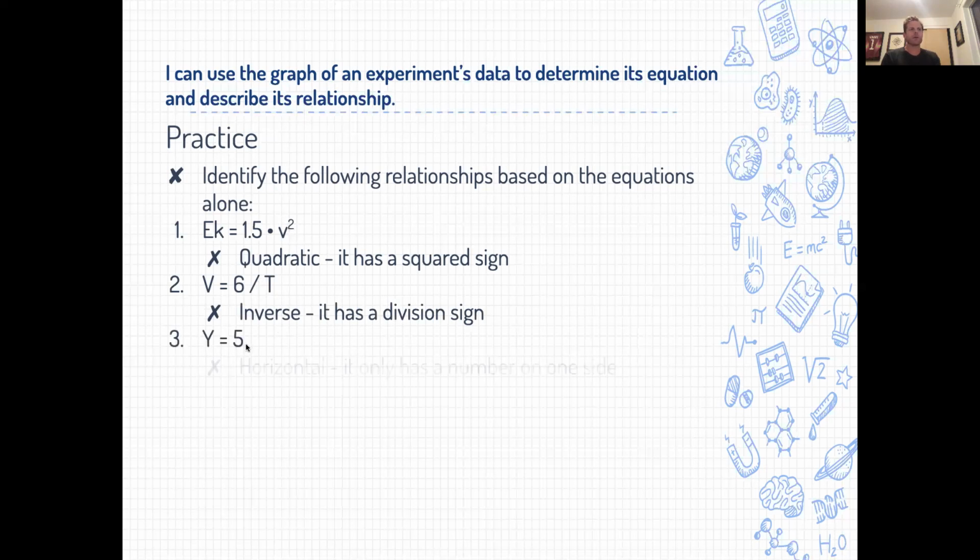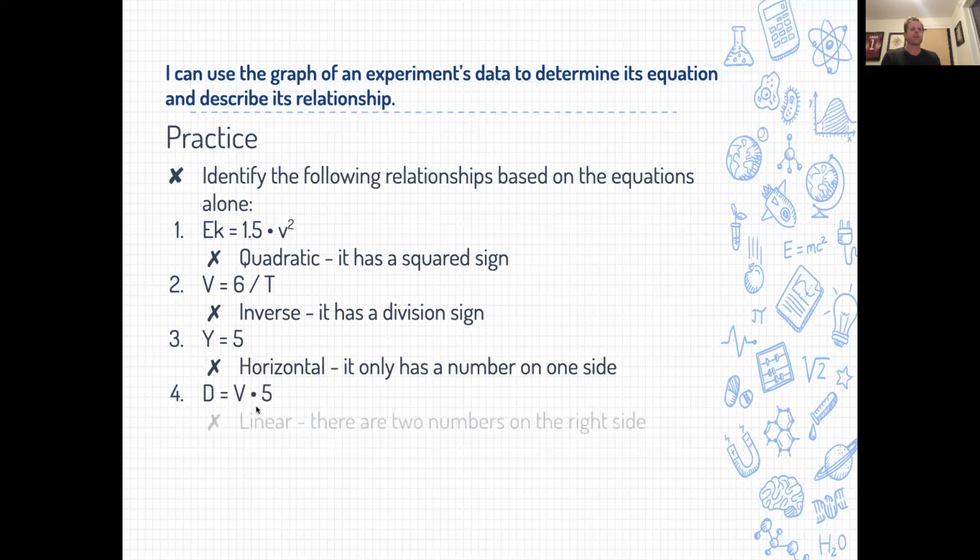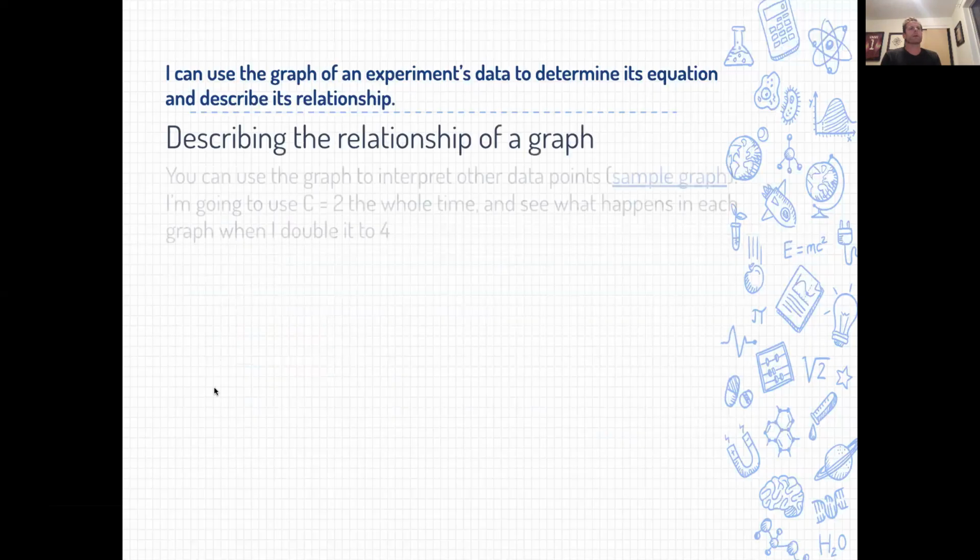That means it's going to be horizontal. And this one right here has one thing on the left and 2 things on the right, so it's going to be linear. So being able to look at these different equations and tell what relationship is super important, okay? We can also learn one more thing about it, okay?